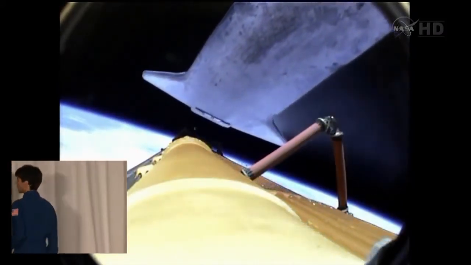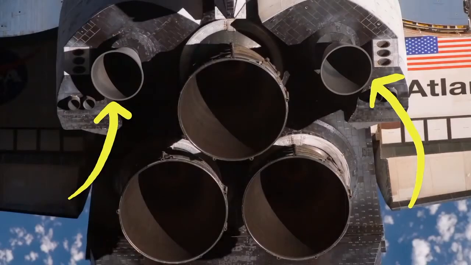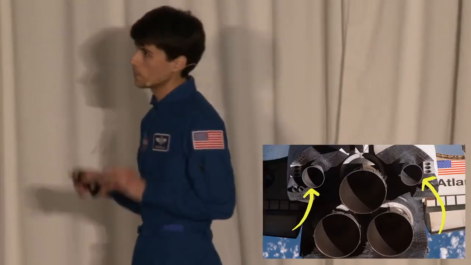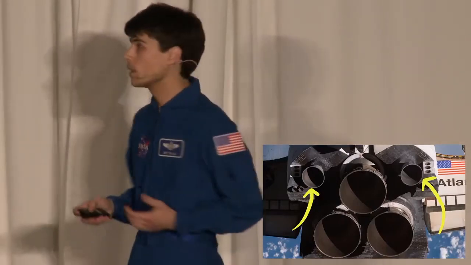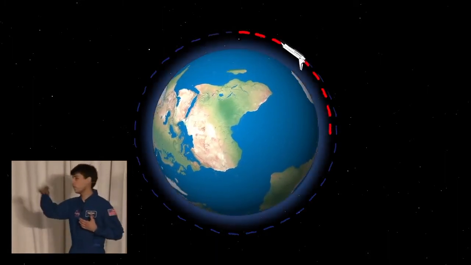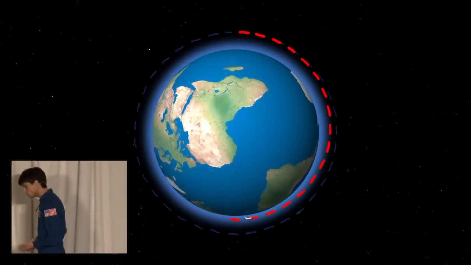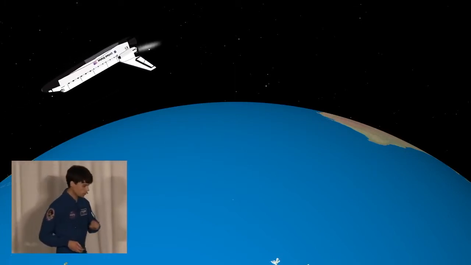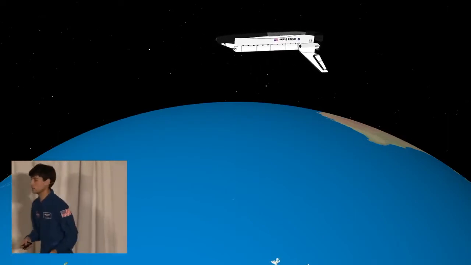All we've got left are these wimpy little orbital maneuvering engines, which combined produce less than 1% the thrust of the main engines. They're not going to slow us down 17,000 miles an hour, but there's a trick. We don't actually have to slow down by that much. If we slow down by just 225 miles an hour, that's enough for us to start falling into the atmosphere, where air resistance can do the rest of the work. So we perform our deorbit burn, which lasts about 3 minutes with our orbital maneuvering engines. After that, we're just going to coast for about a half hour before we reach the atmosphere.